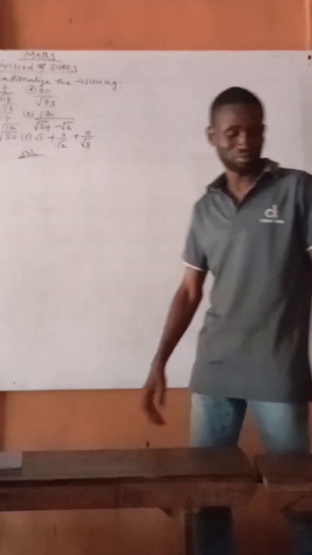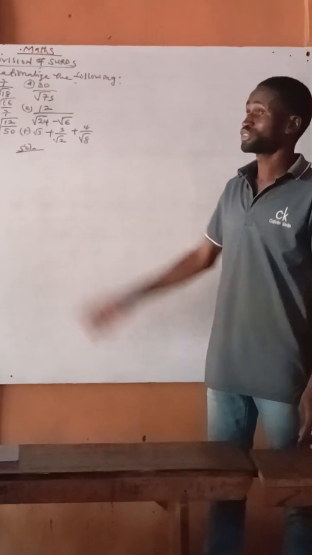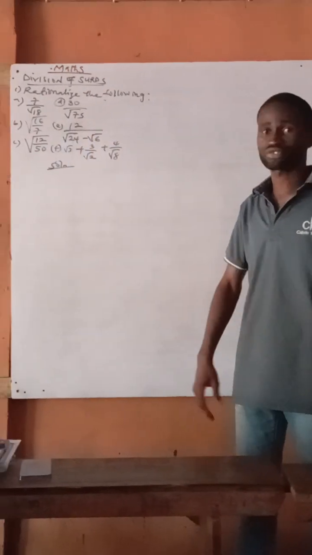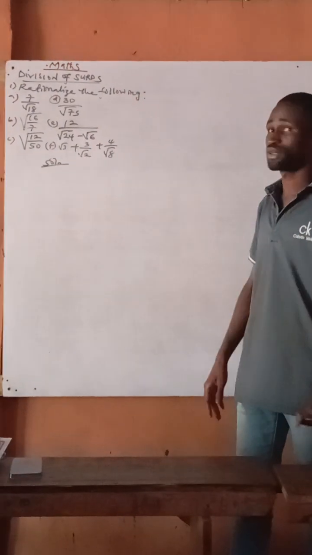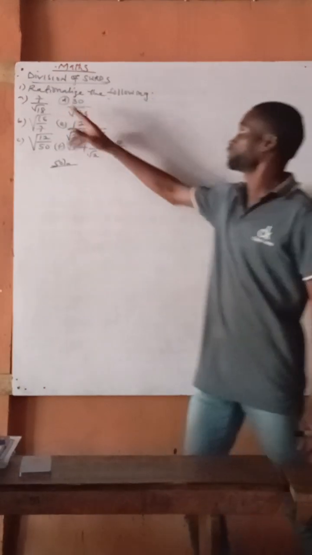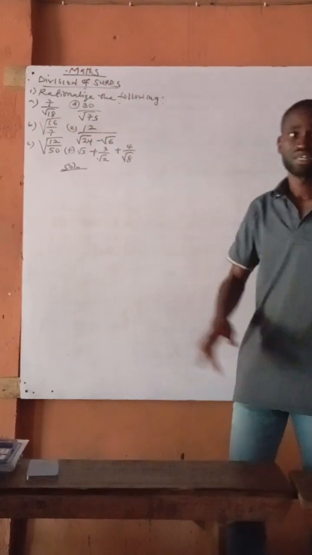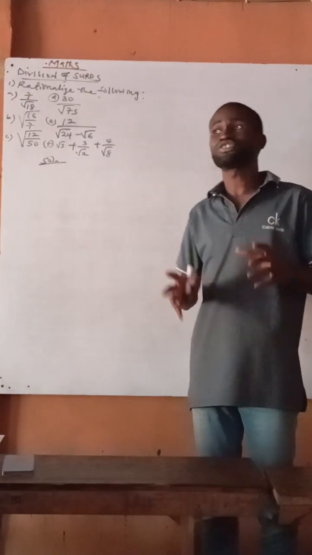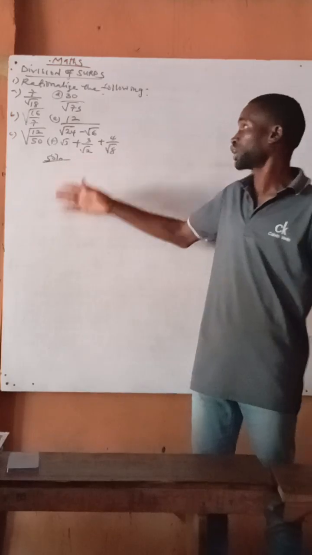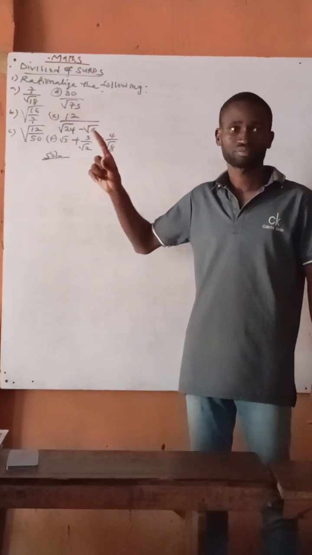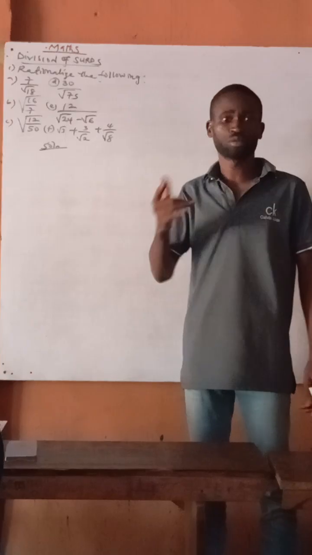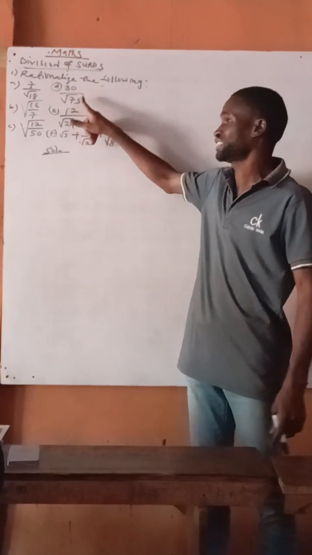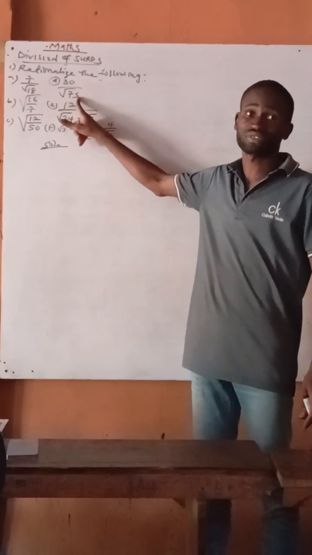So this morning we are going to discuss surds, because we have been studying surds all this while. Now this morning we have the division of surds. Now, rationalize the following surds. It is not proper for a surd to be at the denominator. It is a mathematical taboo for you to see a surd at the denominator. So once you see it at the denominator, you are tempted to rationalize it.